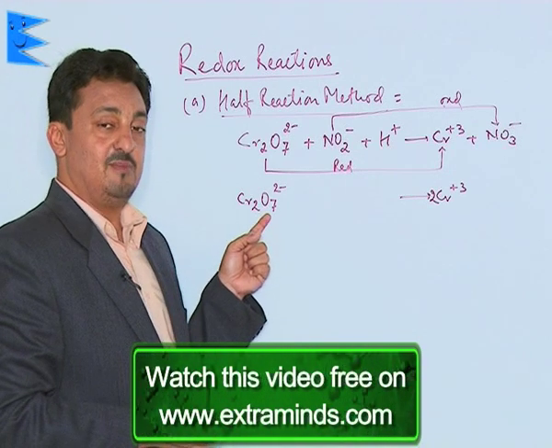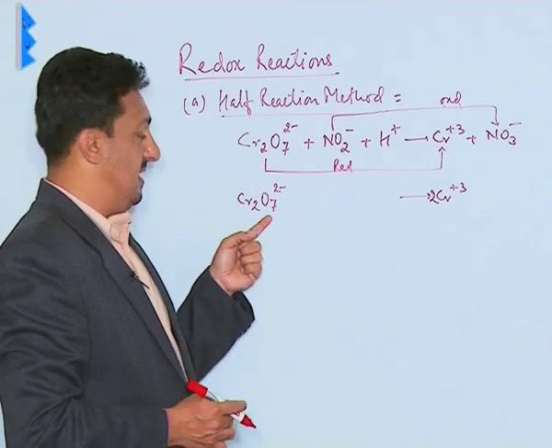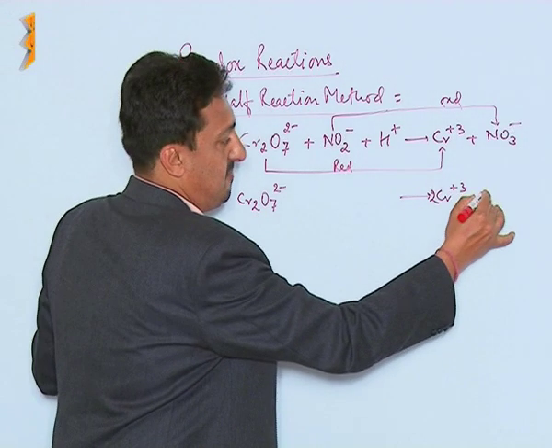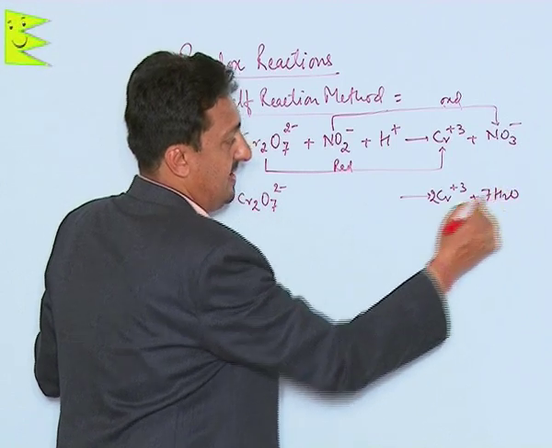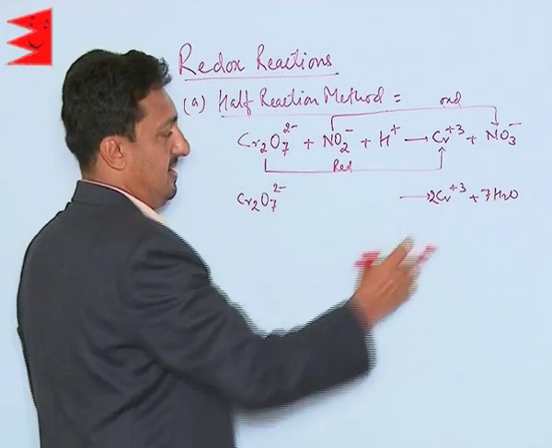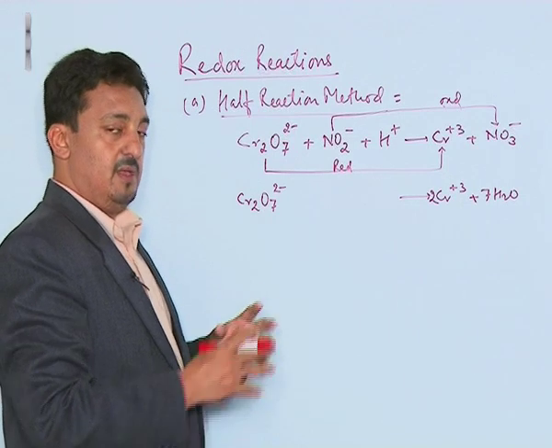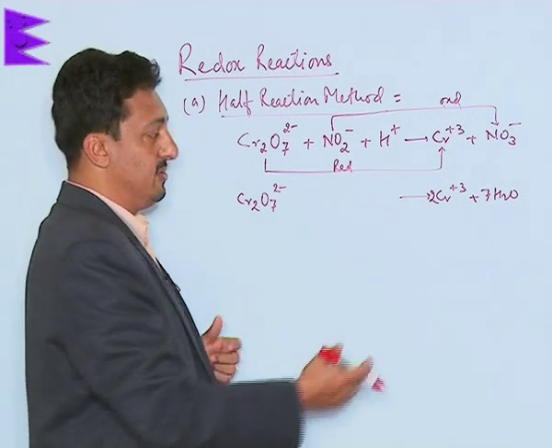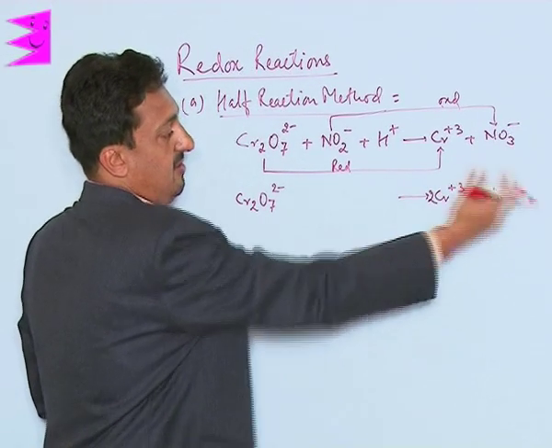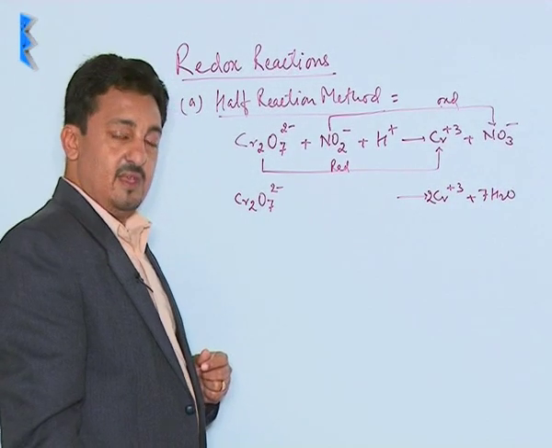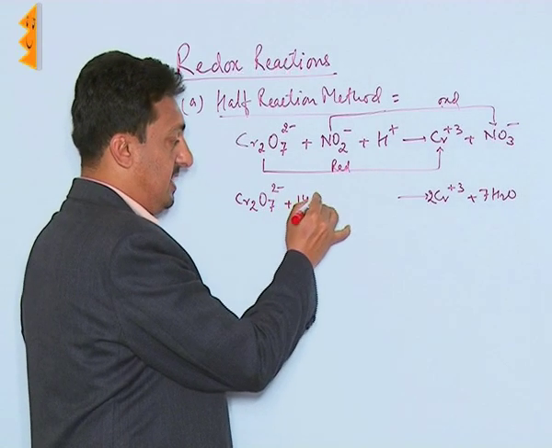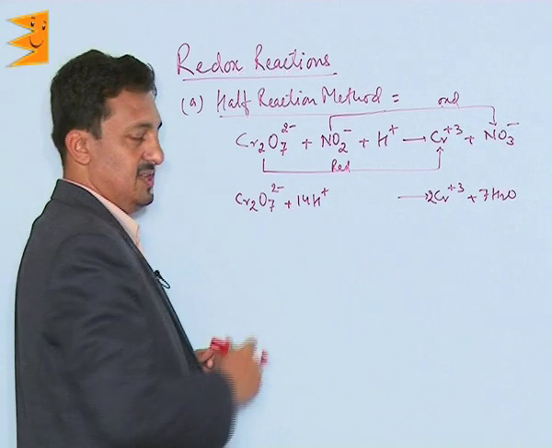We'll move next to the balancing of the oxygen. There are 7 oxygen atoms involved on the left hand side, which gets balanced by putting 7 water molecules on the right hand side, because this will make the 7 oxygen atoms on the right hand side also. But by doing so, we have introduced 14 H plus or 14 hydrogen atoms on the right hand side, and they can be balanced by putting the same number of 14 H plus ions on the left hand side.